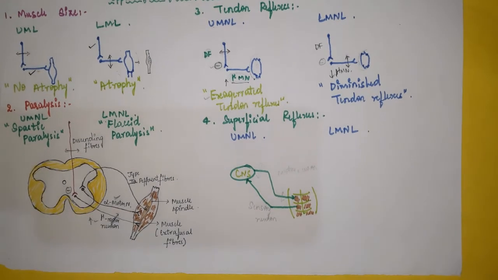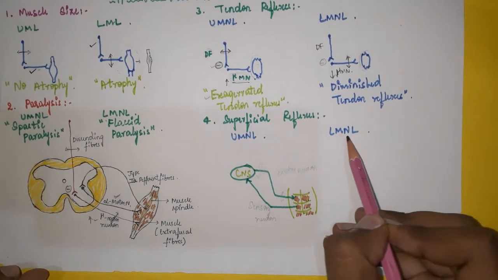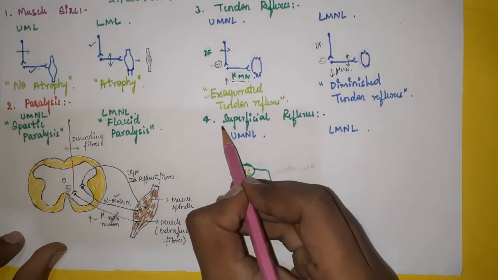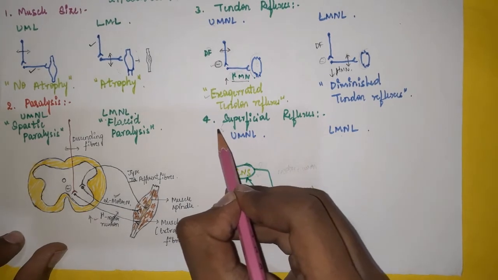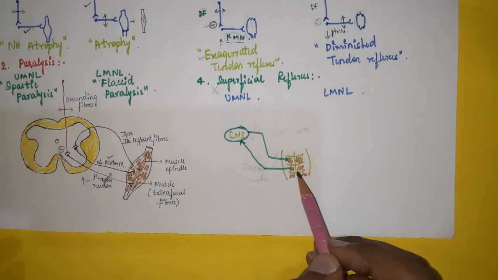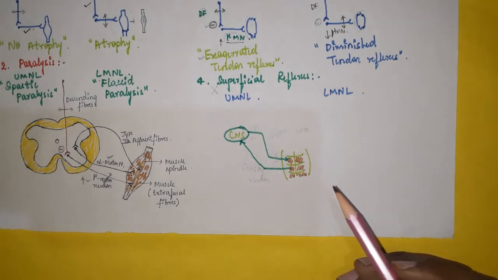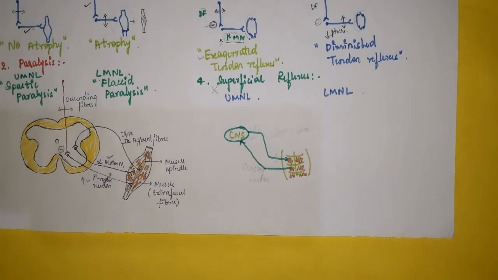Now, next. What happens to the superficial reflexes? Remember, in both upper motor neuron lesion and lower motor neuron lesion, superficial reflexes are absent. See this simple diagram. These are abdominal muscles. The superficial reflexes are abdominal reflexes and cremasteric reflexes. Like that it continues.